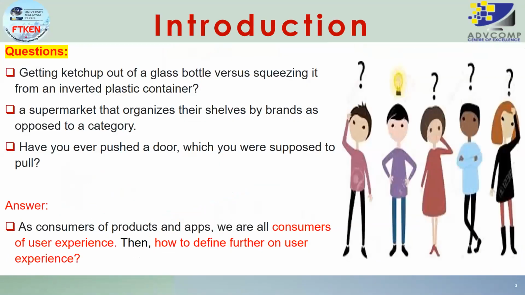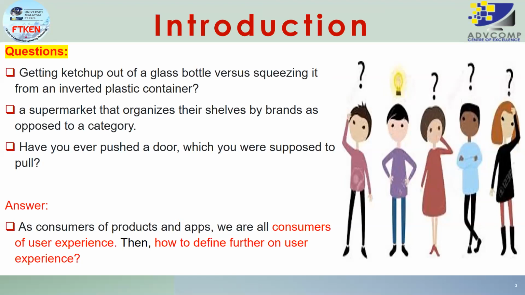For the introduction, I would like to take you to look at an instance. For example, when looking at a thing, of course, we will have an impression towards it, whether the thing is good or not. Maybe we can see on the screen. The first example: how to get ketchup out of a glass bottle versus squeezing it from an inverted plastic container.